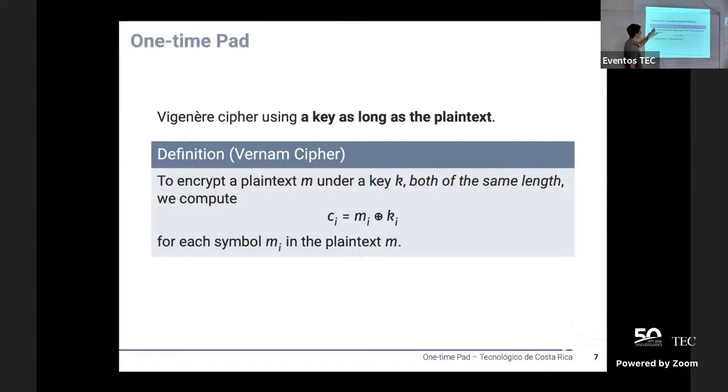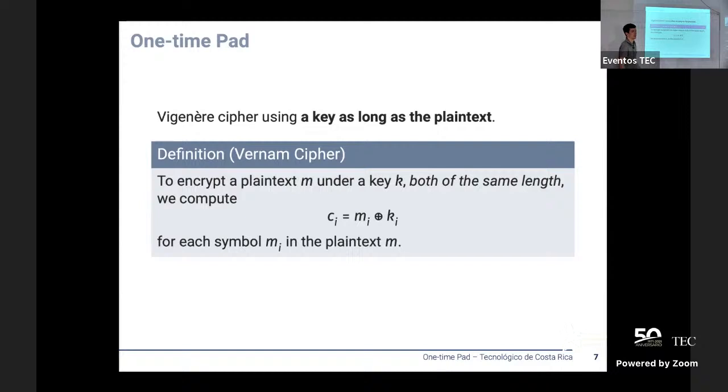Sometimes it's also called the Vernam cipher, because that's the person who wrote it down first. And sometimes it's called the one-time pad. The Vernam cipher is really where this operation is an XOR operation and not this modulo operation where we shifted the letters. So from now on, I will always assume that this is the XOR operation. What was this definition? To encrypt a plaintext M under a key K, where both the plaintext M and the key are of the same length, we compute just the XOR between these two things, and then we get the ciphertext. That's how this works.